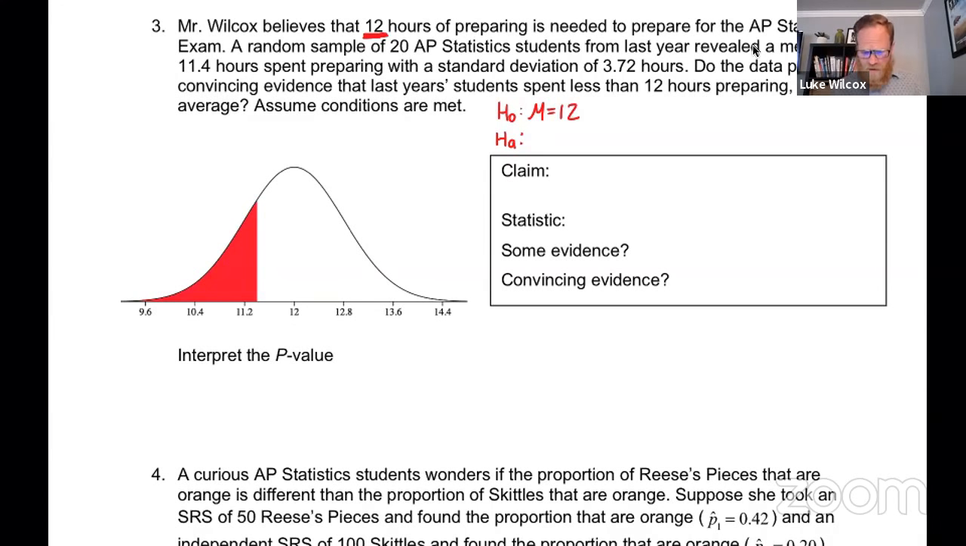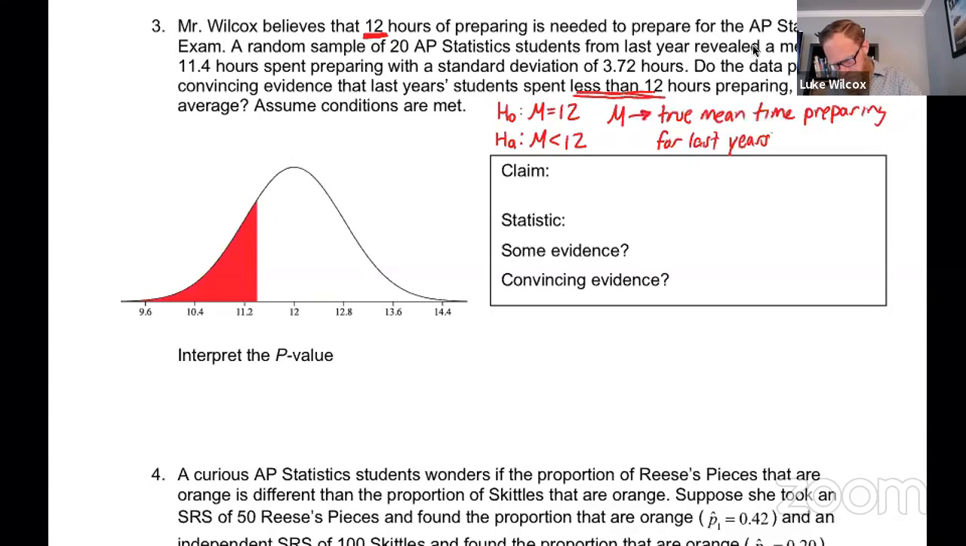Now for the alternative, we have to look at the wording of the question to decide whether it's one-sided or two-sided. It says very clearly here that we're looking for evidence that it was less than 12 hours. So that tells us our alternative hypothesis is going to be mu is less than 12. Now, anytime you're writing out your hypotheses, you need to make sure that you clearly define what your parameter is here. And I'm going to say that mu represents the true mean time preparing for last year's AP Stats students.